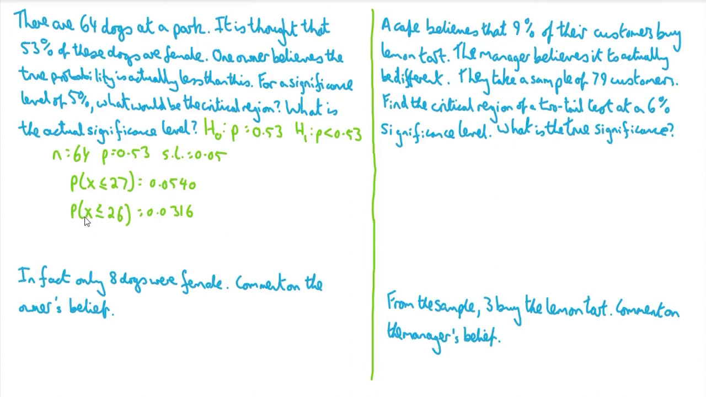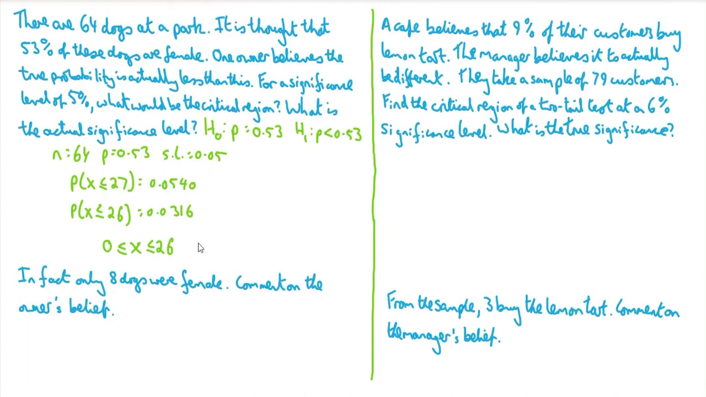In this case, we're saying that X has to be less than or equal to 26, but we also know that X can't be less than 0 because there can't be less than 0 dogs. So strictly speaking, this here would be your critical region. If X was indeed to fall anywhere between 0 and 26, then that would be enough evidence of the owner's claim, and we would say therefore that there is indeed a lower probability of having a female dog in the park than the currently assumed 53%.